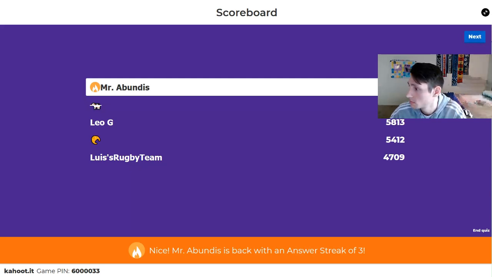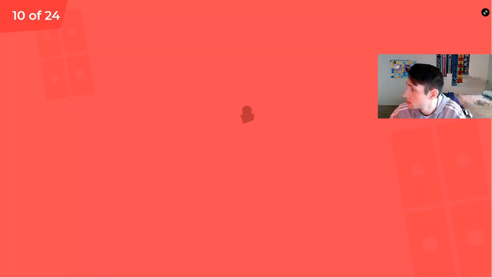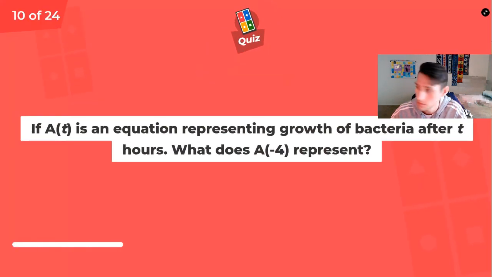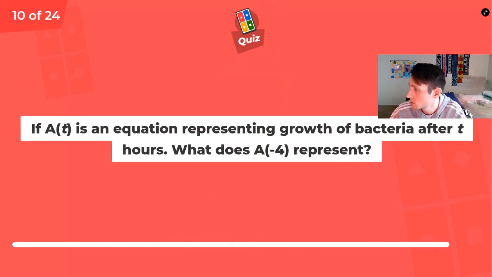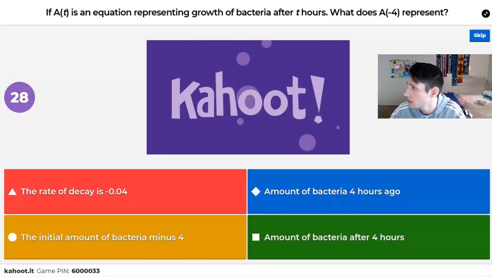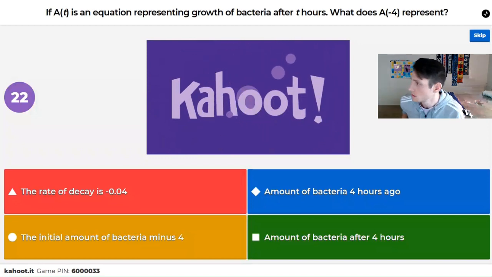Whoa. Pig is getting close. If A of t is an equation representing growth of bacteria after t hours, what does A of -4 represent? Okay, so just what does it represent? If I plug in -4, then A of -4 is what?